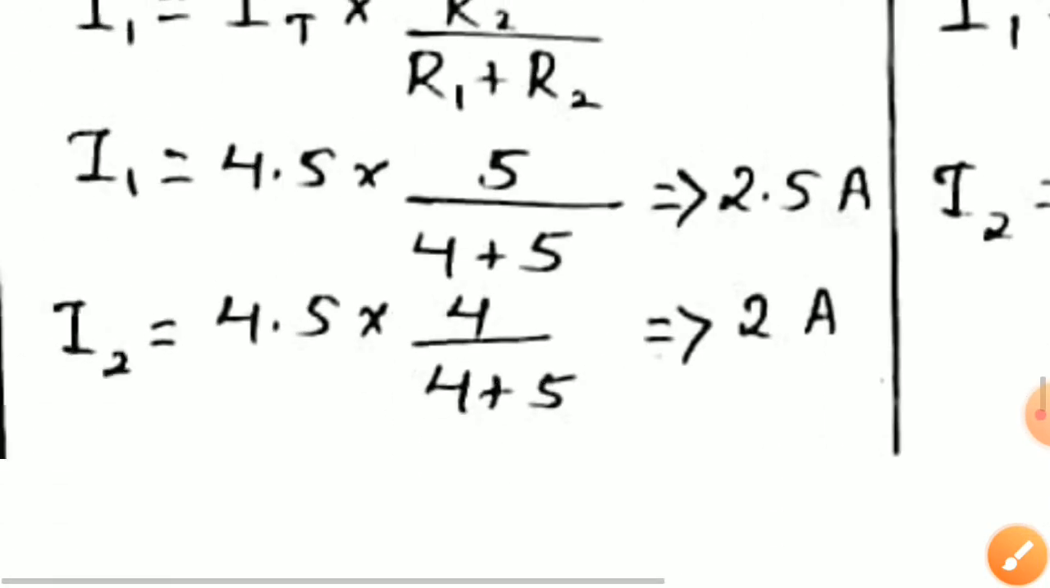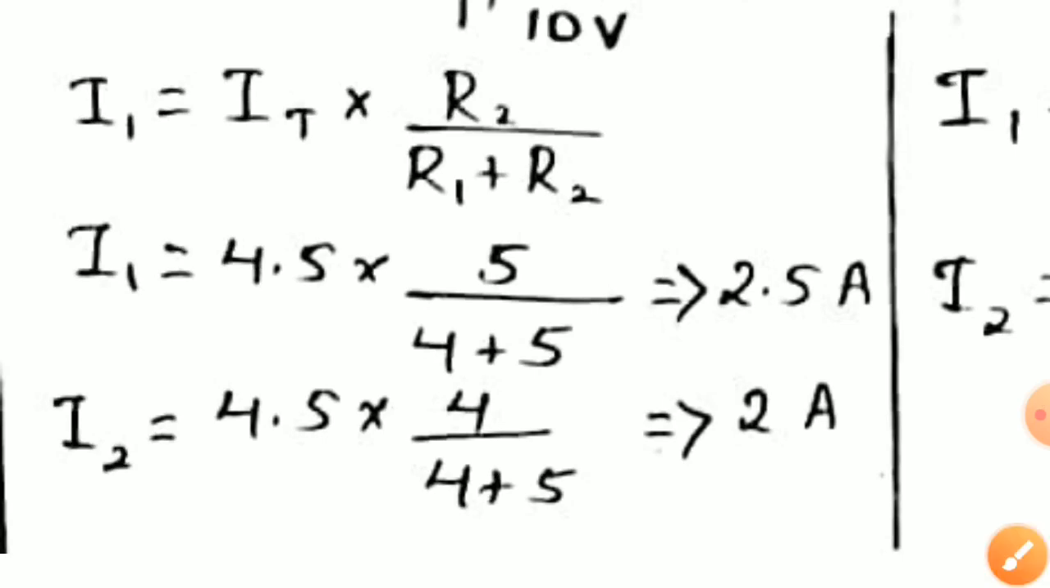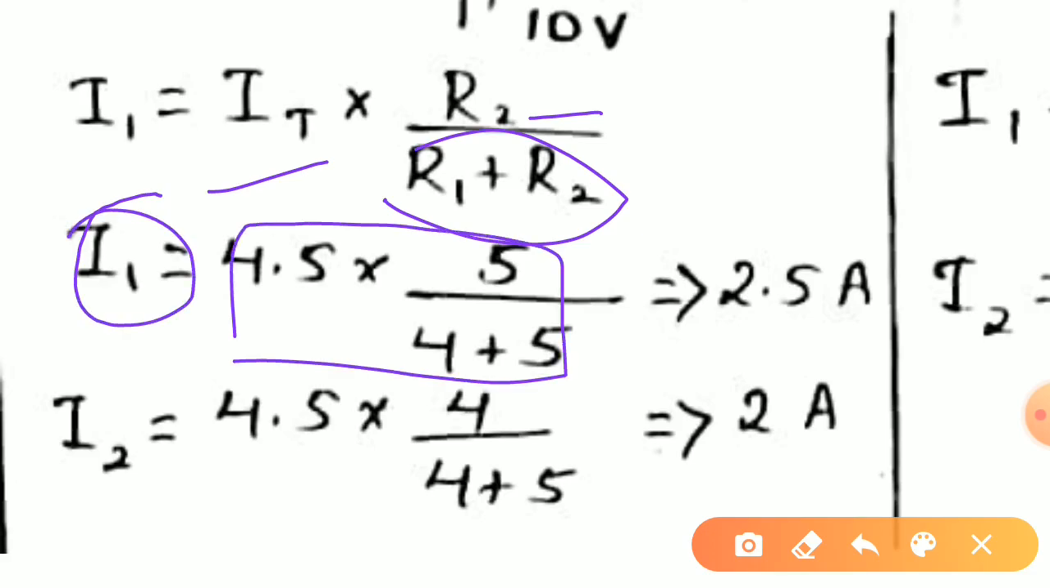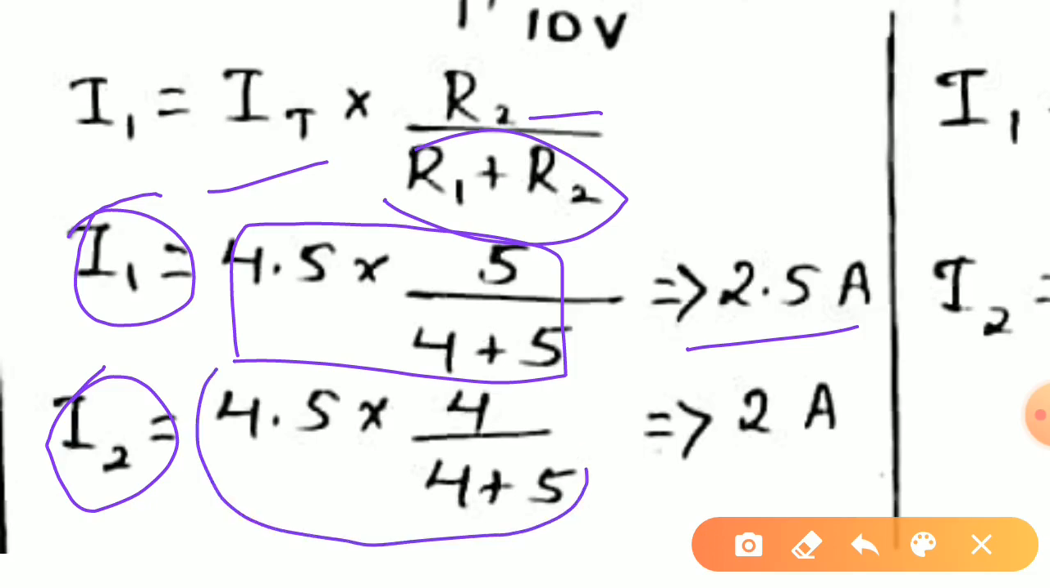So we know the formula for current division, that is I1 is equal to I total into the opposite resistor divided by the summation of resistors. On substituting the values, we get I1 as 2.5 amp, and I2, that is the current flowing through the 5 ohm resistor, on substituting the values, I total into R1 divided by R1 plus R2, we get 2 amp.